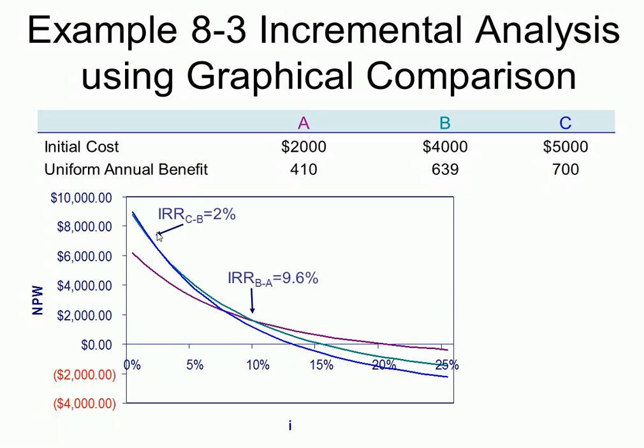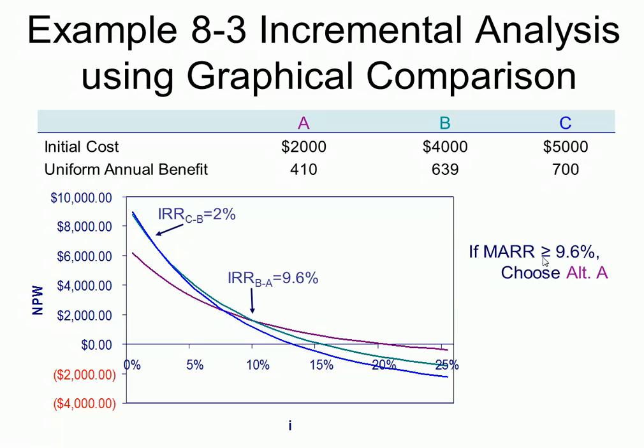But the places where the 2 curves intersect, here for example, this is where C and B intersect. It gives us the internal rate of return of incremental C minus B. And this one, where B and A intersect, gives us the internal rate of return for incremental B minus A. And so it depends on a minimum attractive rate of return.